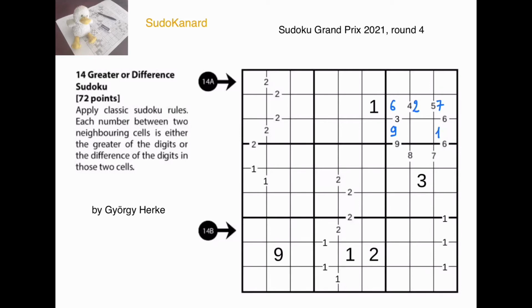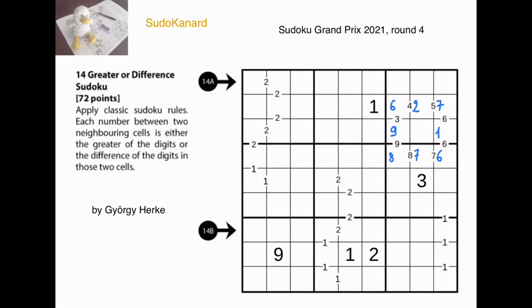And then 6 won't be the difference because it would repeat the 7 in the columns, so it should be a 6 here, the bigger digit. Now 7 can't be the difference, so it has to be the bigger digit. And 8 can't be the difference, so 8 has to be the bigger digit. And this is a perfectly valid option.